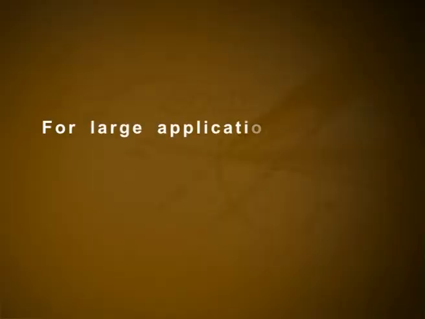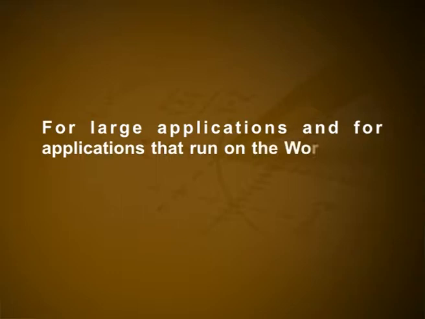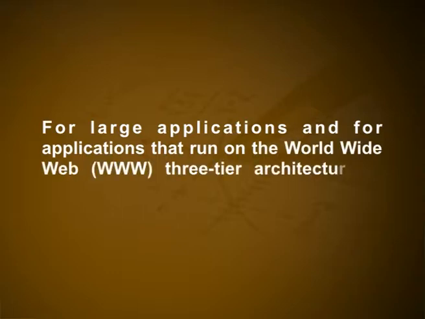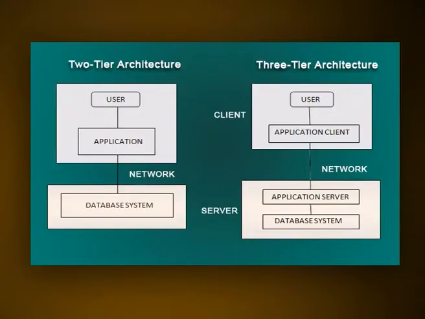In a three-tier architecture, the client machine acts as a front end and does not contain any direct database calls. The client end communicates with an application server, commonly through a form interface. The application server then communicates with the database system to access data. For large applications and for applications that run on the World Wide Web, three-tier architecture is more appropriate. The difference between a three-tier architecture and a two-tier architecture can clearly be identified with the help of the following figure.